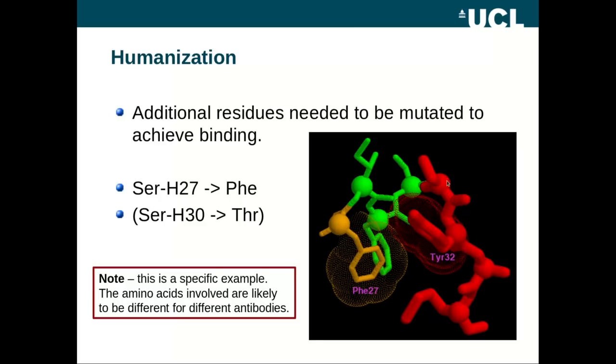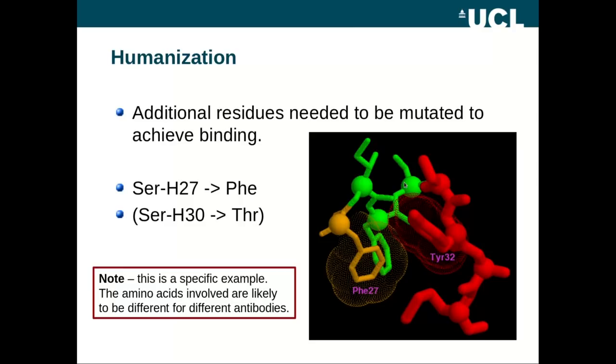Now, he also looked at another mutation at position 30 up here, where the rat antibody had a threonine and the human framework had a serine. He tried making that change as well. The serine to phenylalanine mutation completely restored the binding. The serine to threonine mutation had really no significant effect.